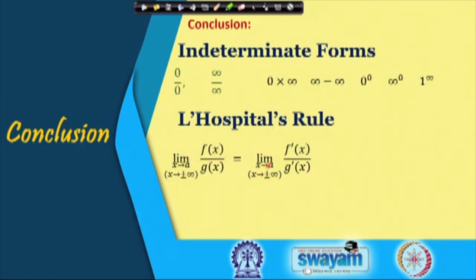And if again this f prime and g prime both take the form 0 by 0 or infinity by infinity, then we can again apply the rule, and we will get that this limit is equal to the limit of the ratio of the second derivatives, and so on. We can continue further till we get the limit, but the important point was that this rule is valid when those limits exist. If the limits of the derivatives do not exist, then we cannot conclude that the original limit does not exist. So, this rule is a very useful rule.